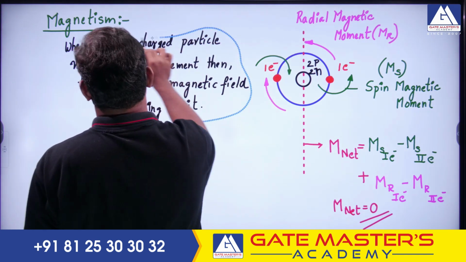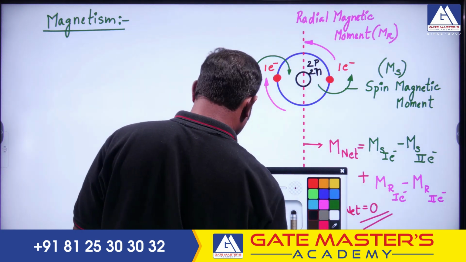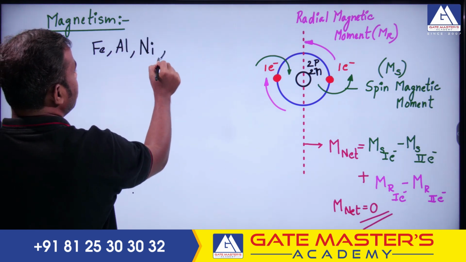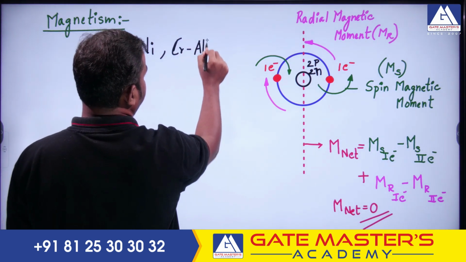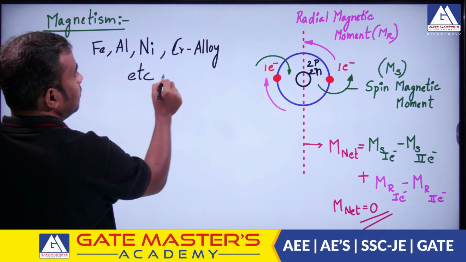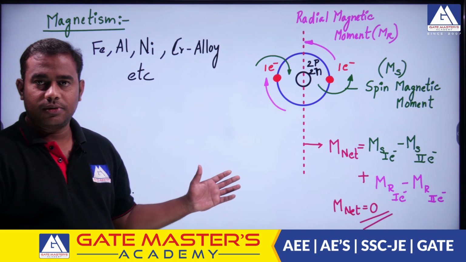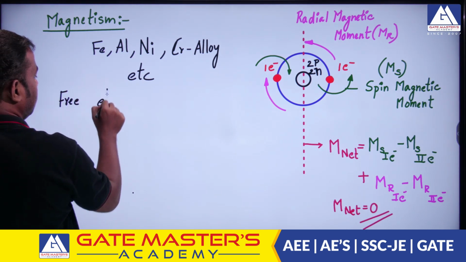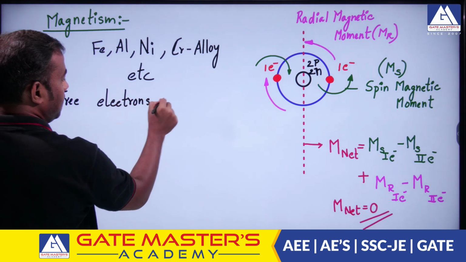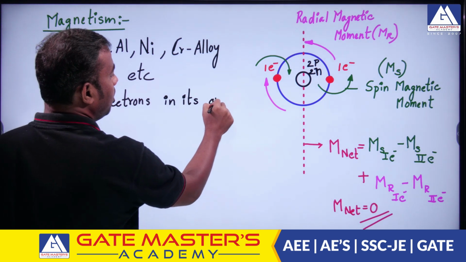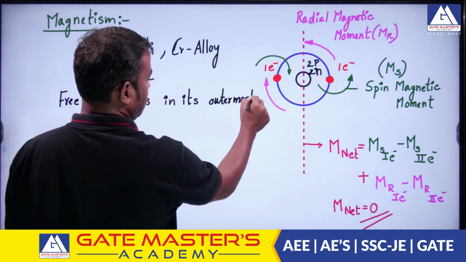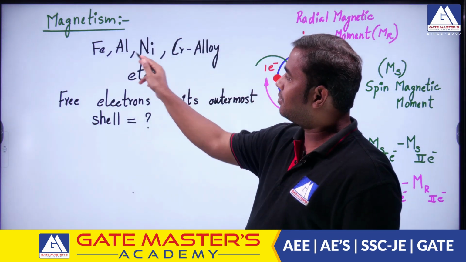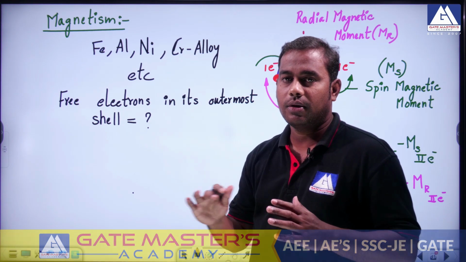Now, we are not interested in all these things. We are interested in our engineering materials, which usually are iron, aluminum, nickel alloys, chromium alloys, etc. For all these we need to look at the net magnetic moment, which depends on the free electrons in the outermost shell. How many free electrons are there in its outermost shell? That will decide the magnetic field of a material.